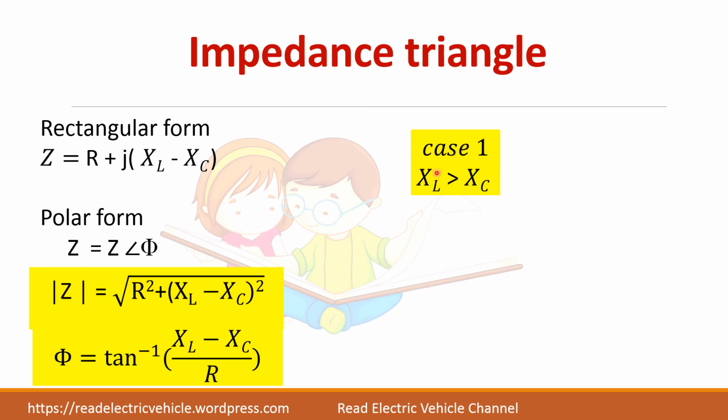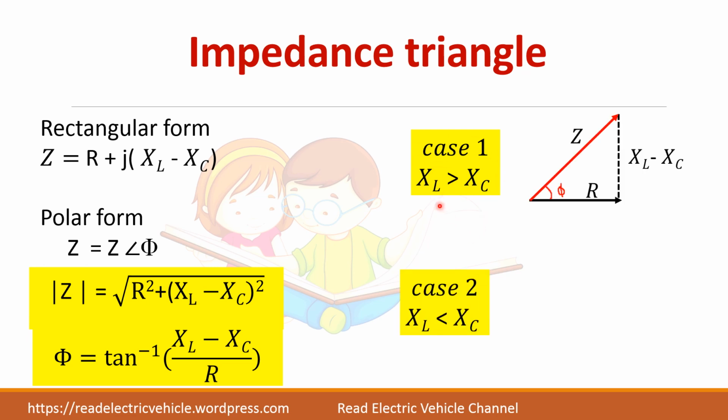So there are two cases, XL greater than XC or XC greater than XL. So if XL is greater, it acts like a RL circuit, and if XC is greater, it will be like a RC circuit. So depending upon that, your triangle can be up or down.